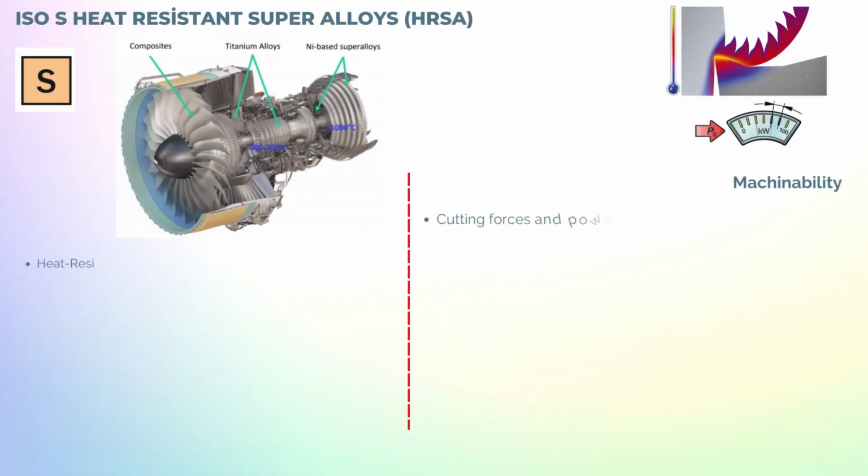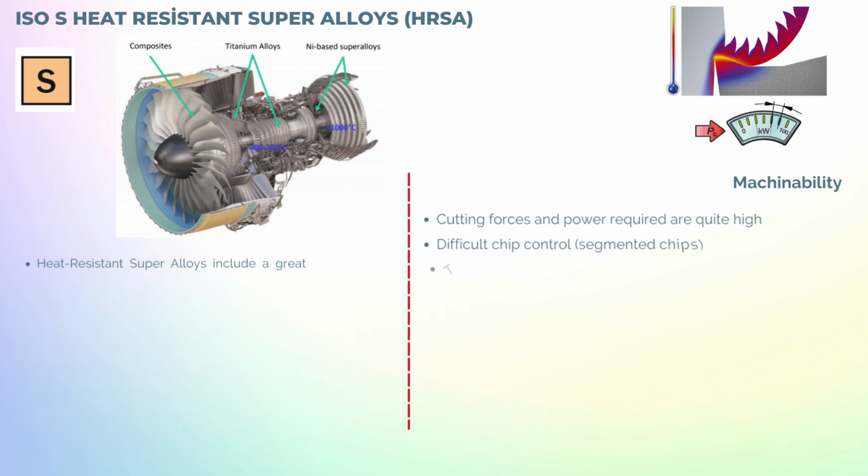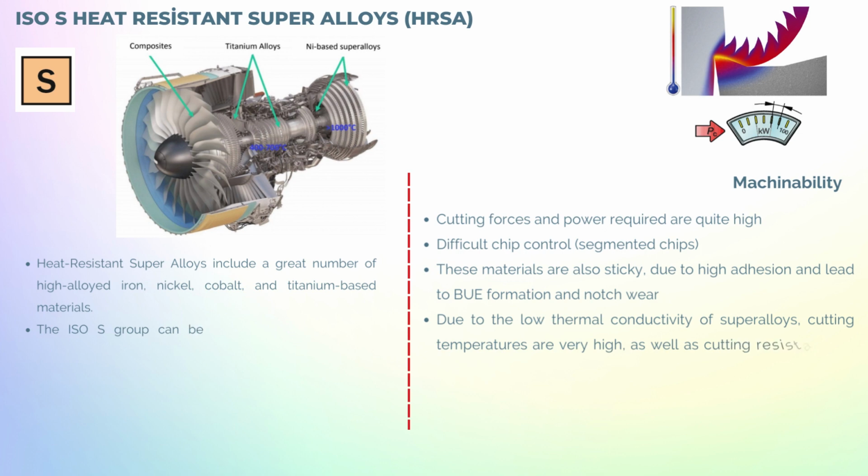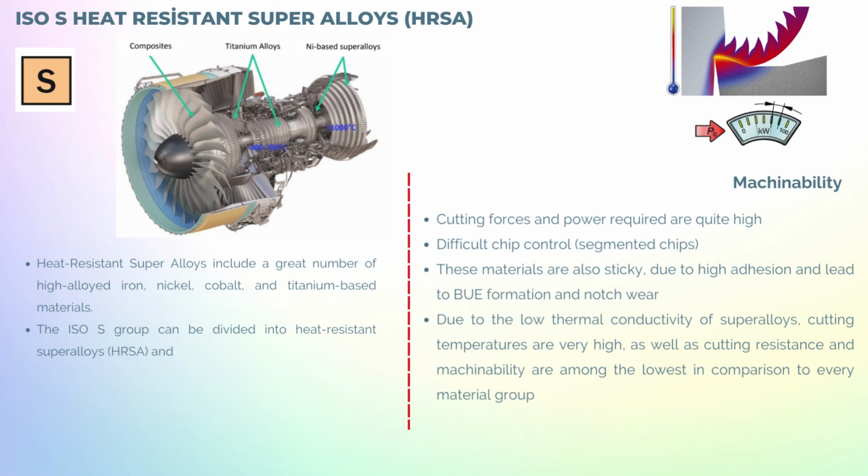The ISO S material group is relevant to heat-resistant superalloys and titanium, materials with high tensile strength and high corrosion resistance. These materials offer the best combination of corrosion, oxidation, and creep resistance at high temperatures for various chemical environments. For that reason, these materials are used in the aerospace industry, power generation, oil, and biomedical industries.